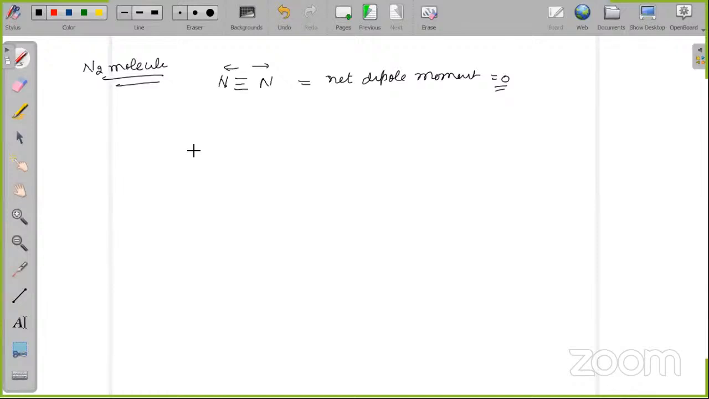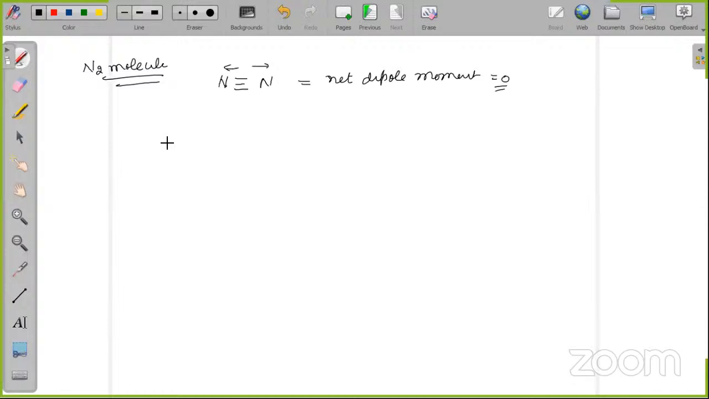Excuse me, sir. Yes, please. Sir, when N has a lone pair, what is the dipole moment? When N has a lone pair, and every atom is non-polar. No, sir, if N has lone pairs. He is talking of the lone pair on the nitrogen atom. Nitrogen has 7 electrons. You are talking about nitrogen gas or atom? Atom.